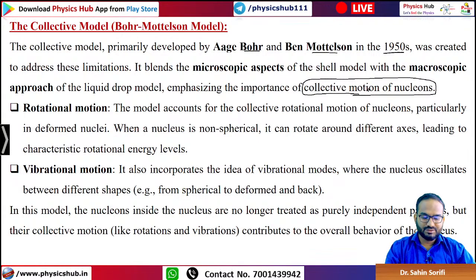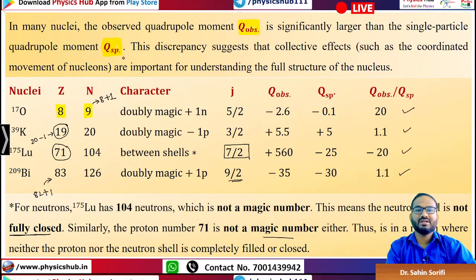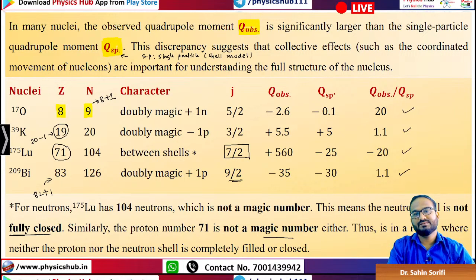Q observed and Q SP, how can we calculate them? We talked about Q SP, we gave you the formula: minus (2j minus 1) divided by 2(j plus 1) into the mean squared radius. We gave you the single particle quadrupole moment formula for the shell model. SP means single particle. It is talking about the single particle shell model, because in the shell model the last unpaired nucleon decides everything, and Q observed is experimentally observed.